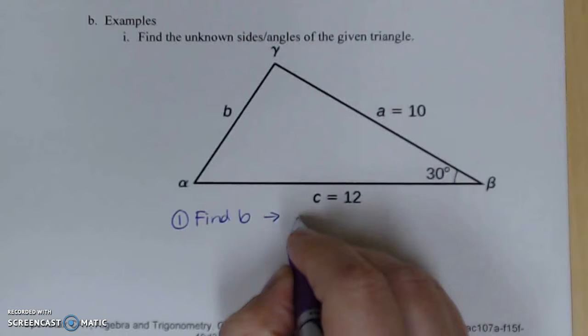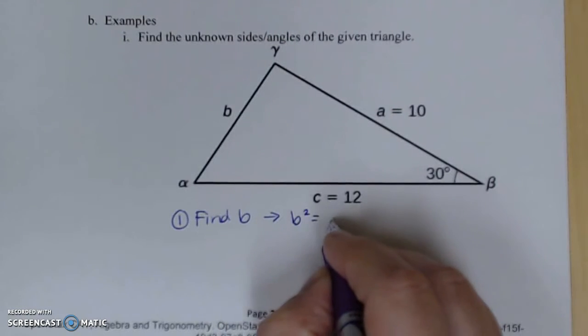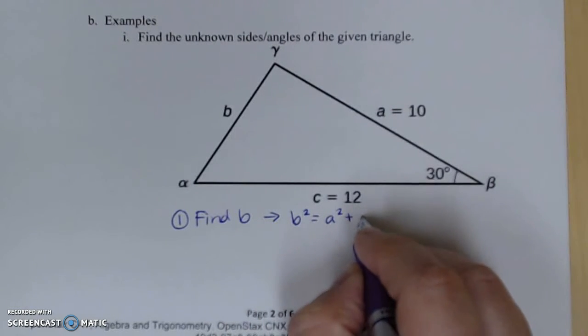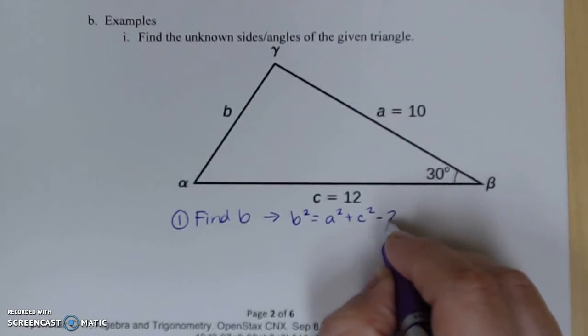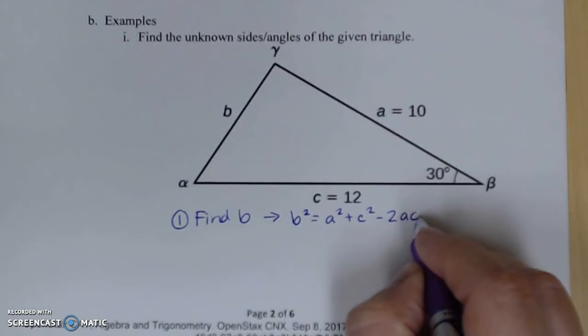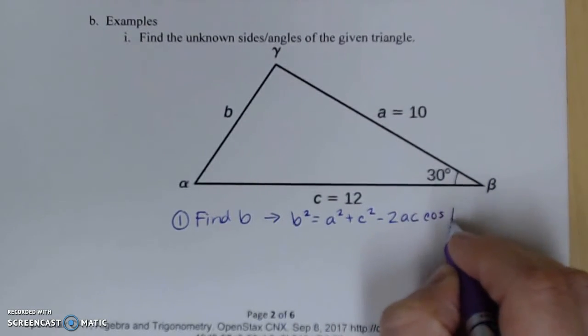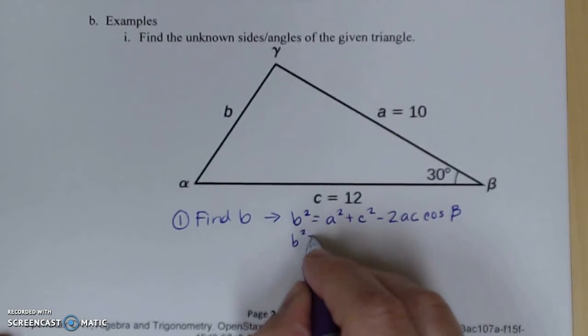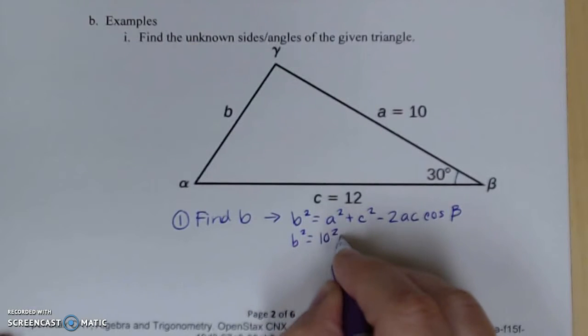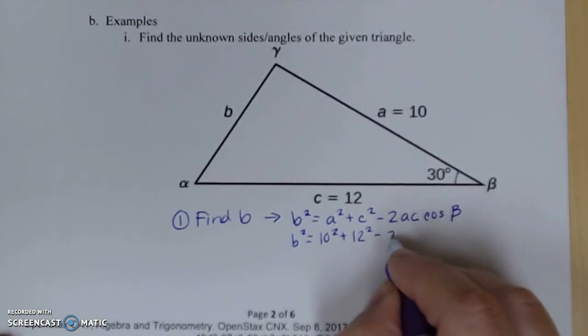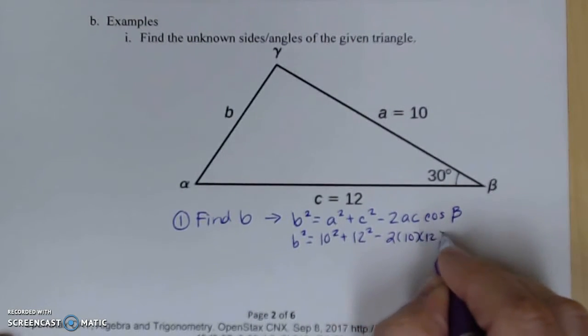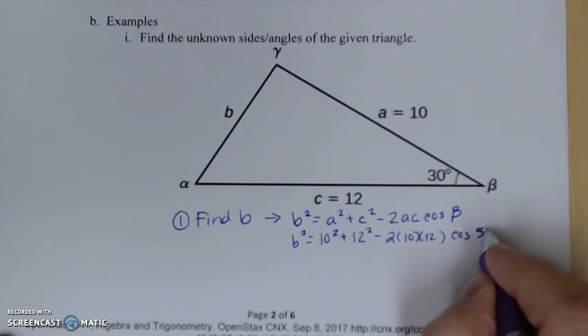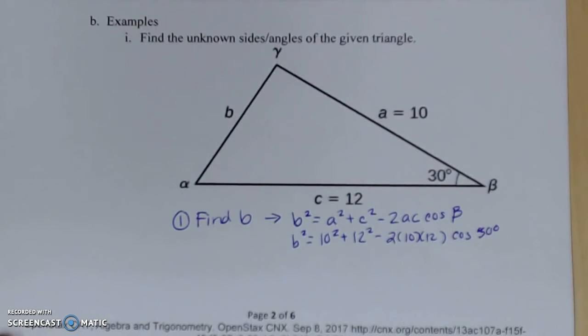So I'm going to go to my law of cosines, and if I'm looking for b, I'm going to square a plus square c minus 2 times ac cosine of beta. I'm going to fill in all the values that I know. So this will give me 10 squared plus 12 squared minus 2 times 10 times 12 cosine of 30 degrees. Please note that your calculator needs to be in degrees, not radians.